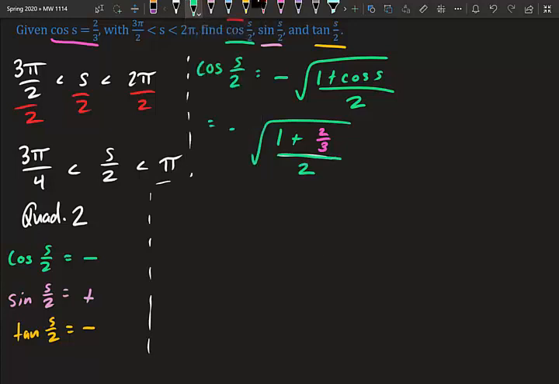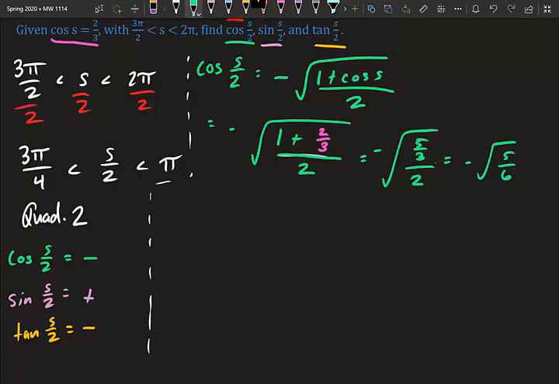All right, so let's go ahead and add our top. When we add the top, 3 over 3 plus 2 over 3 is 5 over 3, all over 2. And we can keep simplifying because we can divide our complex fraction. And when we do, we get negative square root of 5 over 6.